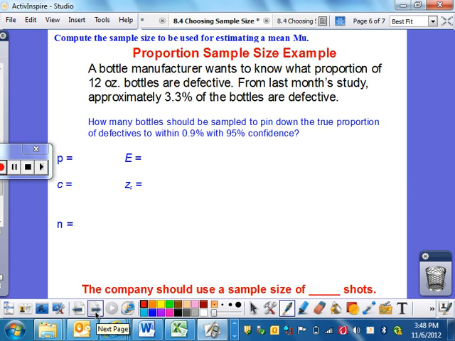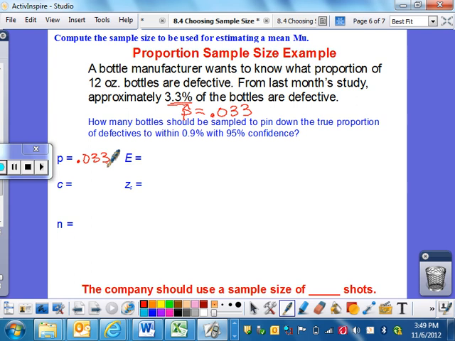Whereas in this particular problem, a bottle manufacturer wants to know the proportion of 12-ounce bottles that are defective. From last month's study, approximately 3.3% of the bottles are. Here's your p hat. They give you a previous study, okay, and tell you that. So instead of a standard deviation idea, they have a proportion. That's really the only thing that's different. Now, with these percentages, be careful. You need to write them as decimals. So 3.3%, if you move the decimal over twice, is 0.033. So that's going to be my p-value.